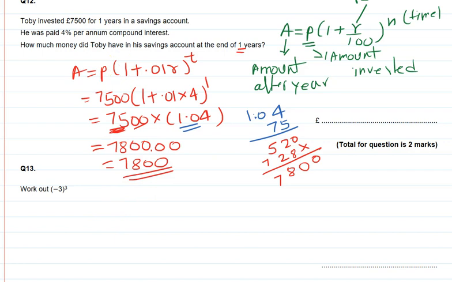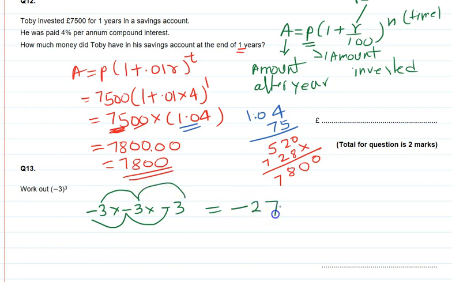Now if you see minus 3 to the power 3, minus 3 to the power 3 means minus 3 times minus 3 times minus 3. So if you multiply, minus into minus is plus, plus into minus is minus, and 3 times 3 is 9, 9 times 3 is 27. Minus 27 is your answer.